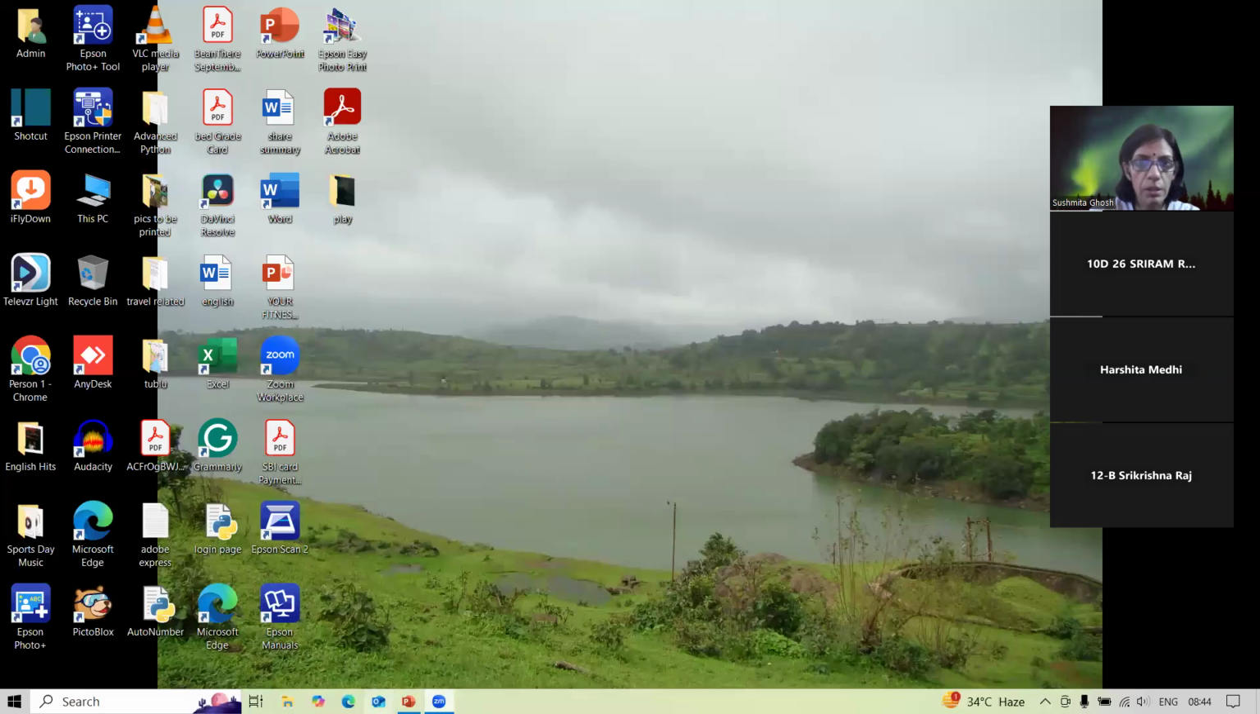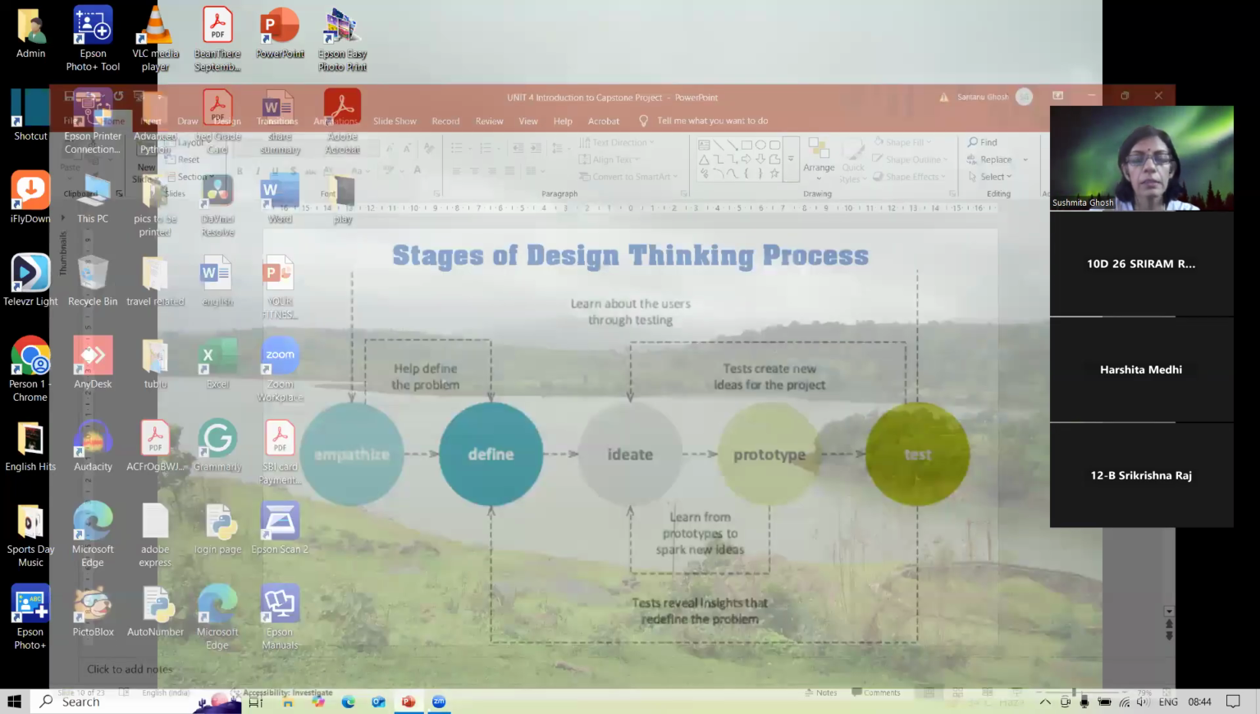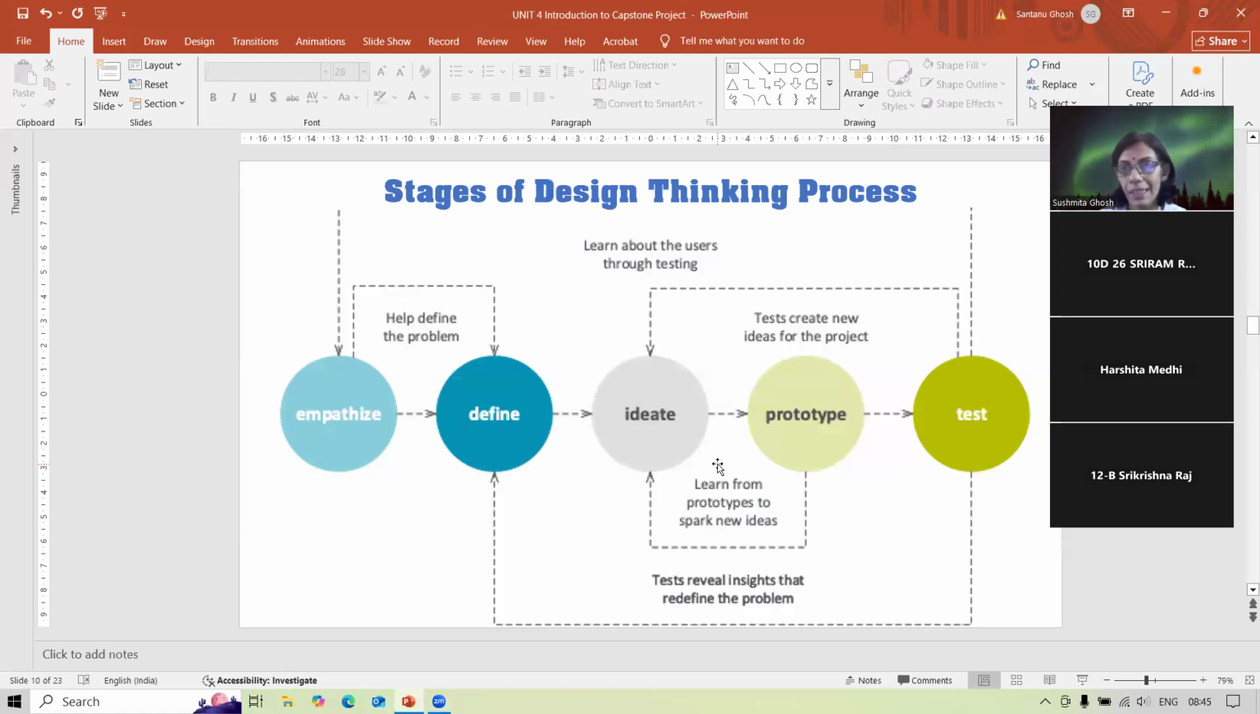We are going to start from where we left yesterday. That was the steps of creating the Capstone project. And we're calling that process the design thinking process, right? And there were 5 steps in that. You can see here it's empathize, define, ideate, prototype, test.